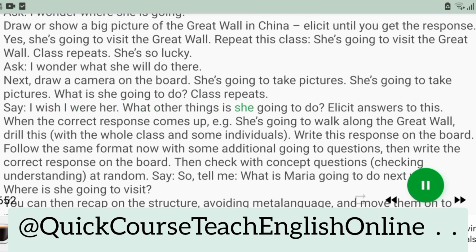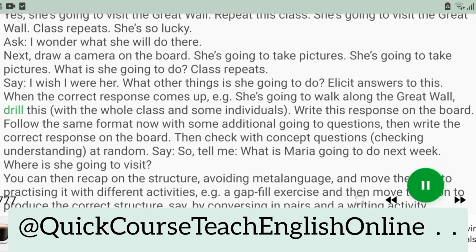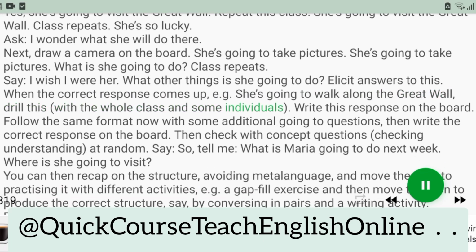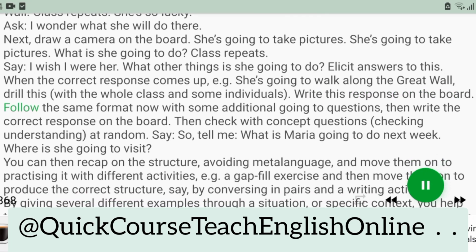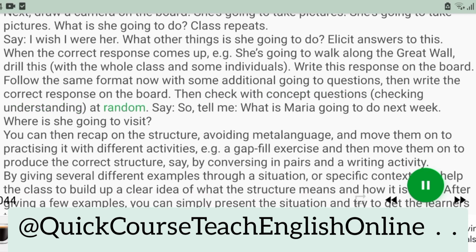What other things is she going to do? Elicit answers to this. When the correct response comes up, e.g., she's going to walk along the Great Wall, drill this with the whole class and some individuals. Write this response on the board. Follow the same format now with some additional going to questions, then write the correct response on the board. Then check with concept questions, checking understanding, at random. Say, so, tell me, what is Maria going to do next week?